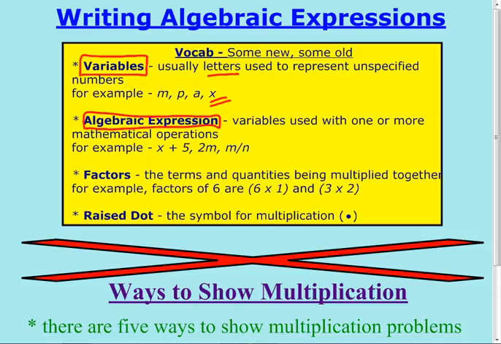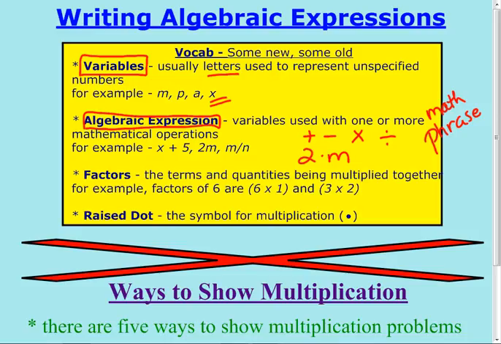An algebraic expression is variables used with one or more math operations: add, subtract, multiply, divide. There are other operations out there that you're not familiar with, but those are the ones you know. And when you see a 2m, it means 2 times m. It's an expression. It's a math phrase. There's no equal sign. It's not a sentence. It's just a phrase. 3 times a number. That's it.